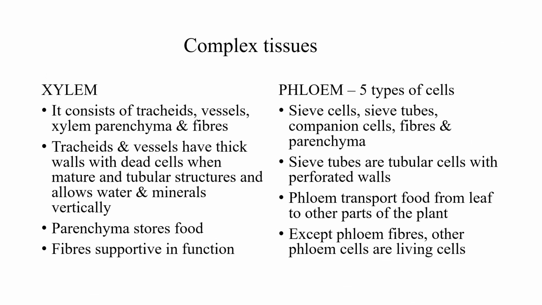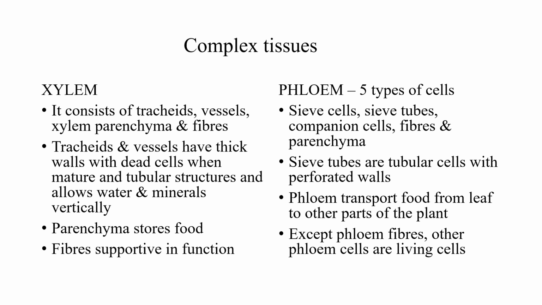Complex tissues. Xylem and phloem, we can see the differences between these two. Xylem consists of 4 elements: tracheids, vessels, xylem parenchyma and fibers. Tracheids and vessels have thick walls with dead cells. When it becomes mature, it possesses tubular structures and also allows water and minerals to pass vertically. Then xylem parenchyma stores food. Xylem fibers are supportive in function.